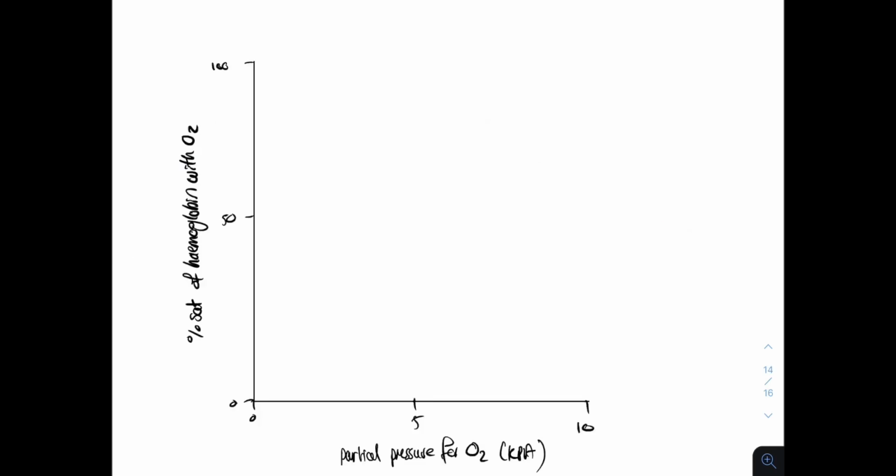Another graph that we can draw is the partial pressure for oxygen in kPa on the x-axis and the saturation of hemoglobin with oxygen on the y-axis. And we can use this graph to compare the affinity of different types of hemoglobin. So if we were to draw fetal hemoglobin here, it'll look something like this, and this is known as a sigmoid curve. This graph here is known as the oxygen hemoglobin dissociation curve. We'll talk a little later about this curve once we discuss the function of hemoglobin.